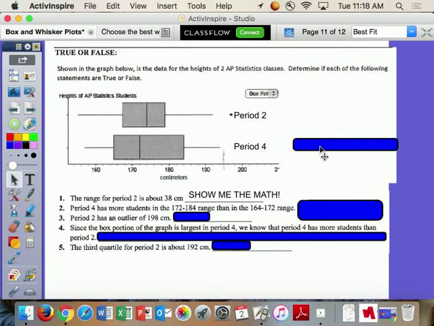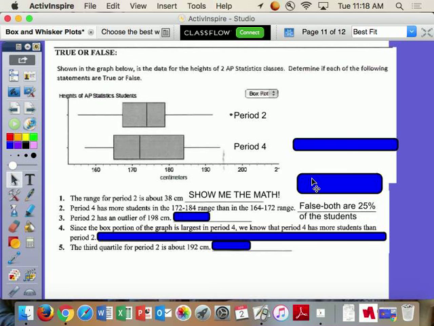All right? Period 4 has more students in the 172 to 184 range. So from here to here, are there more students than from here to here? They're the same. Remember how we talked about each piece of these is the same amount. This is where it gets tricky, and you got this. Period 2 has an outlier, so this random dot right here is at 198. Is it at 198? I put true. It's hard to tell. It might be a little off, but it's close enough.